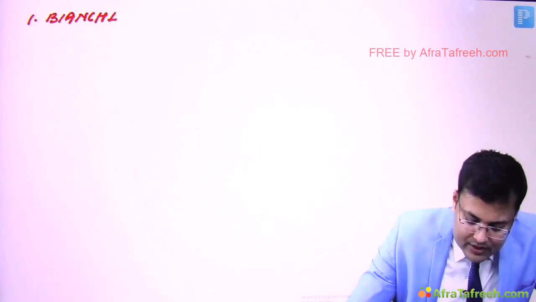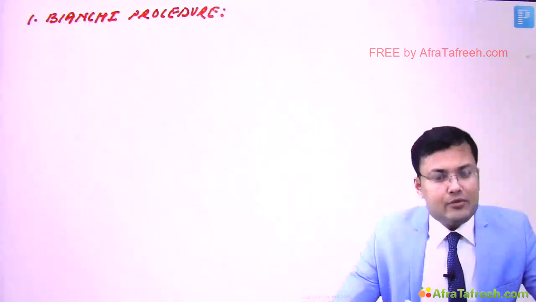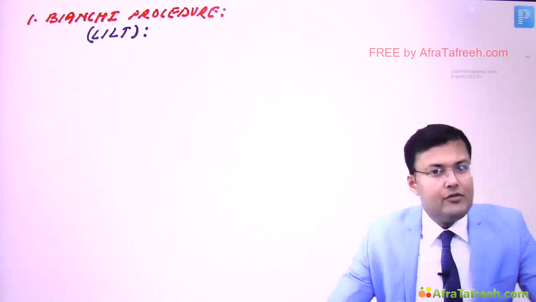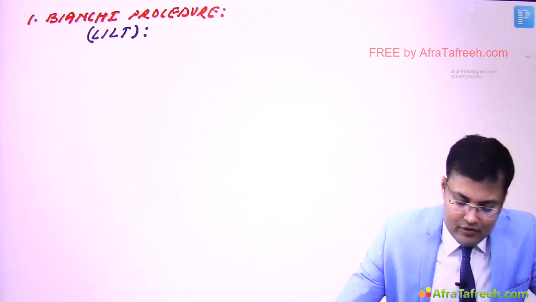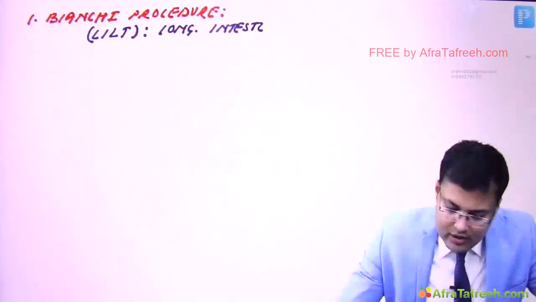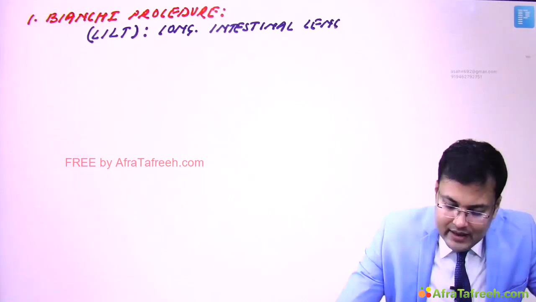First is Bianchi procedure. These are intestinal lengthening procedures. So Bianchi procedure. Okay. What is the other name of this Bianchi procedure? It is also known as LILT. What is the full form? Longitudinal intestinal lengthening and tailoring.